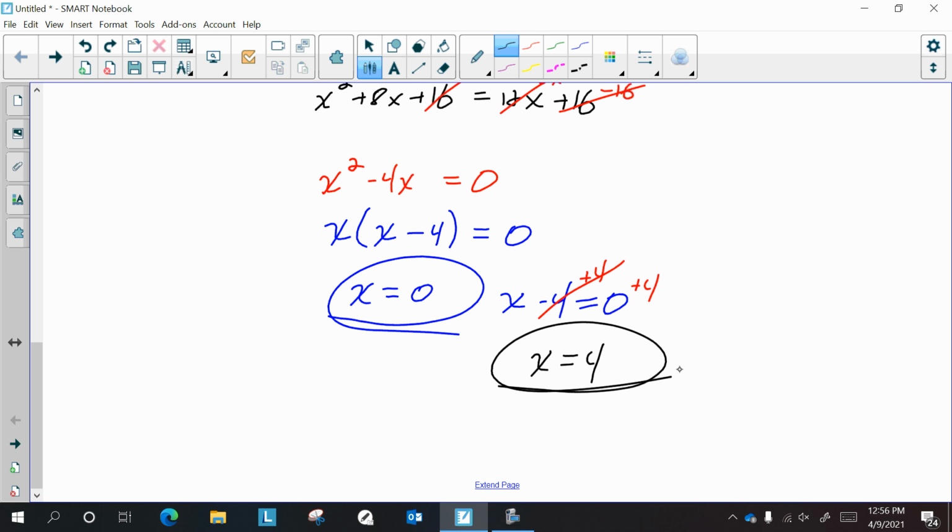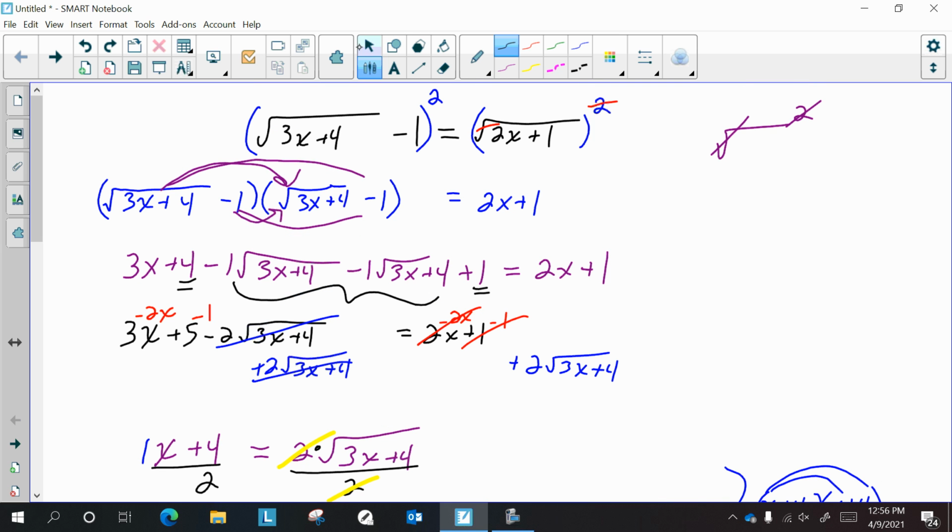All right, so the only thing left to do is to check to see if both of those answers work. So this is our original equation, the black part here. So if we check x equals 0, I'm just going to talk through this. 3 times 0 is 0 plus 4, so that gives us 4 under the radical minus 1. On the other side, 2 times 0 is 0 plus 1, so that gives us 1 under the radical. So the square root of 4 minus 1 equals 1. And that's true. That's a true statement. So 0 is a solution.